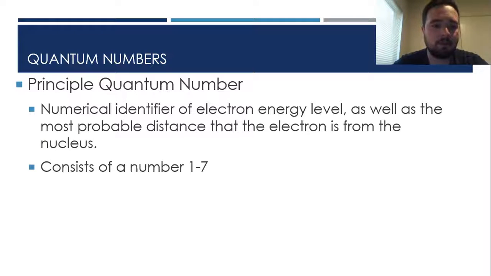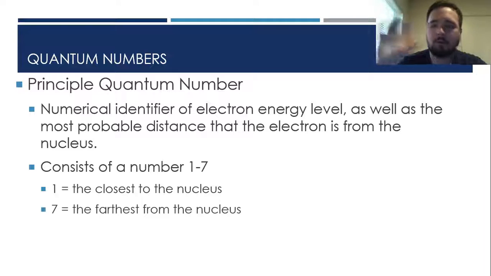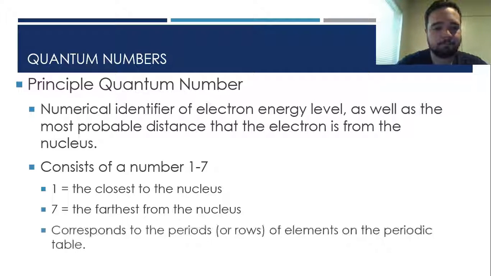It consists of a number 1 through 7 so far. There might possibly be a number 8, depending on if we discover any new elements in the next couple of years or so. But as of right now, it's just 1 through 7. 1 means it's the closest to the nucleus, so that closest orbit has the lowest energy, and 7 is farthest from the nucleus, which means it has the highest energy.